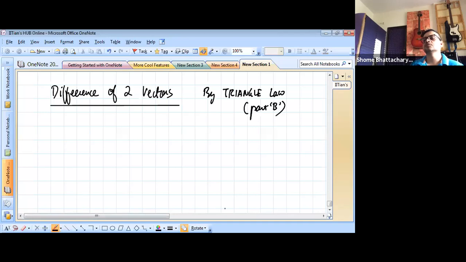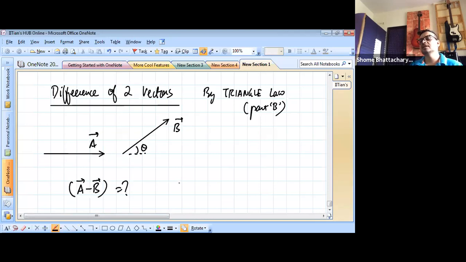Part B, okay, or part 2. So if two vectors A and B are given to us in geometrical form like this, the angle between them is theta. Now A minus B, you want to find this out. So the method is that A minus B can be written as the sum of A with the vector minus B.